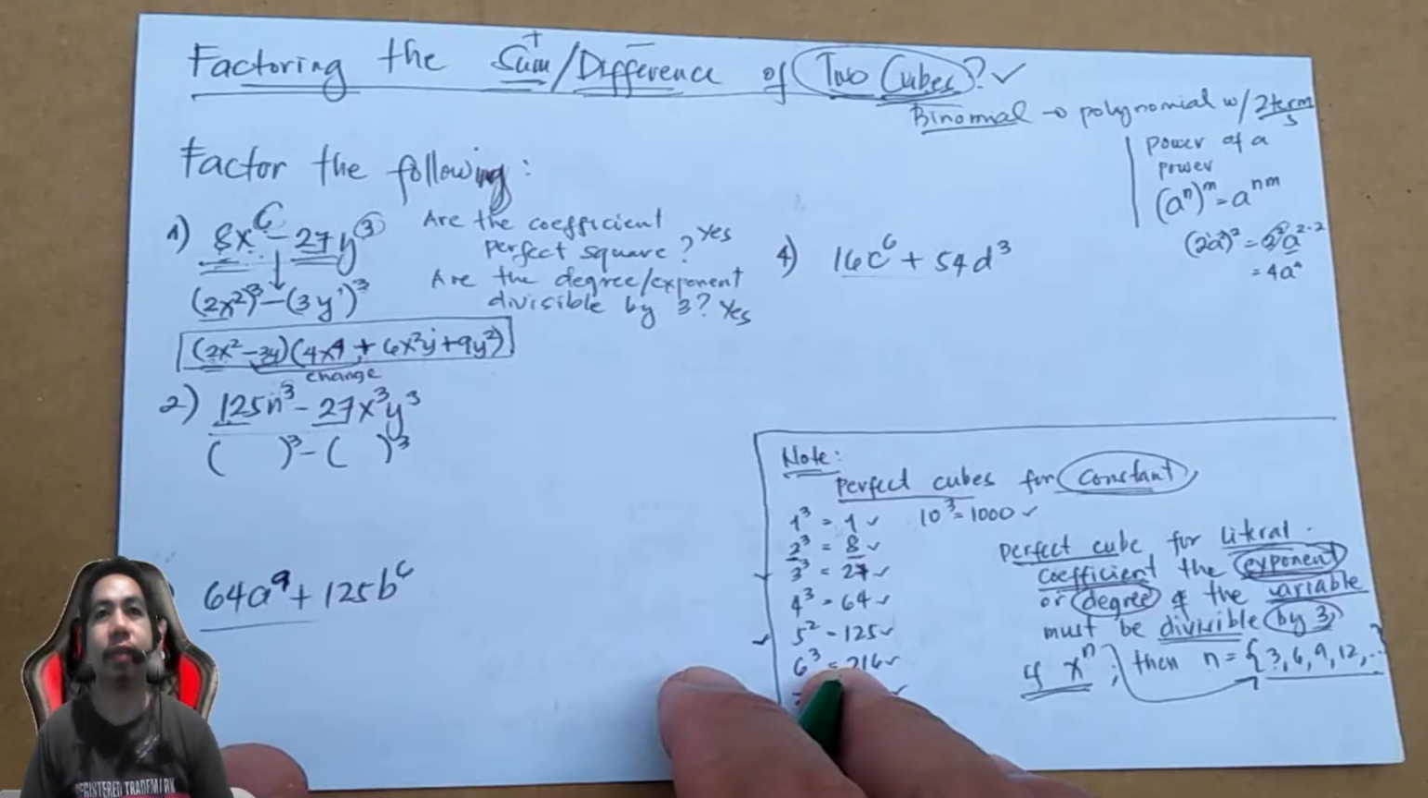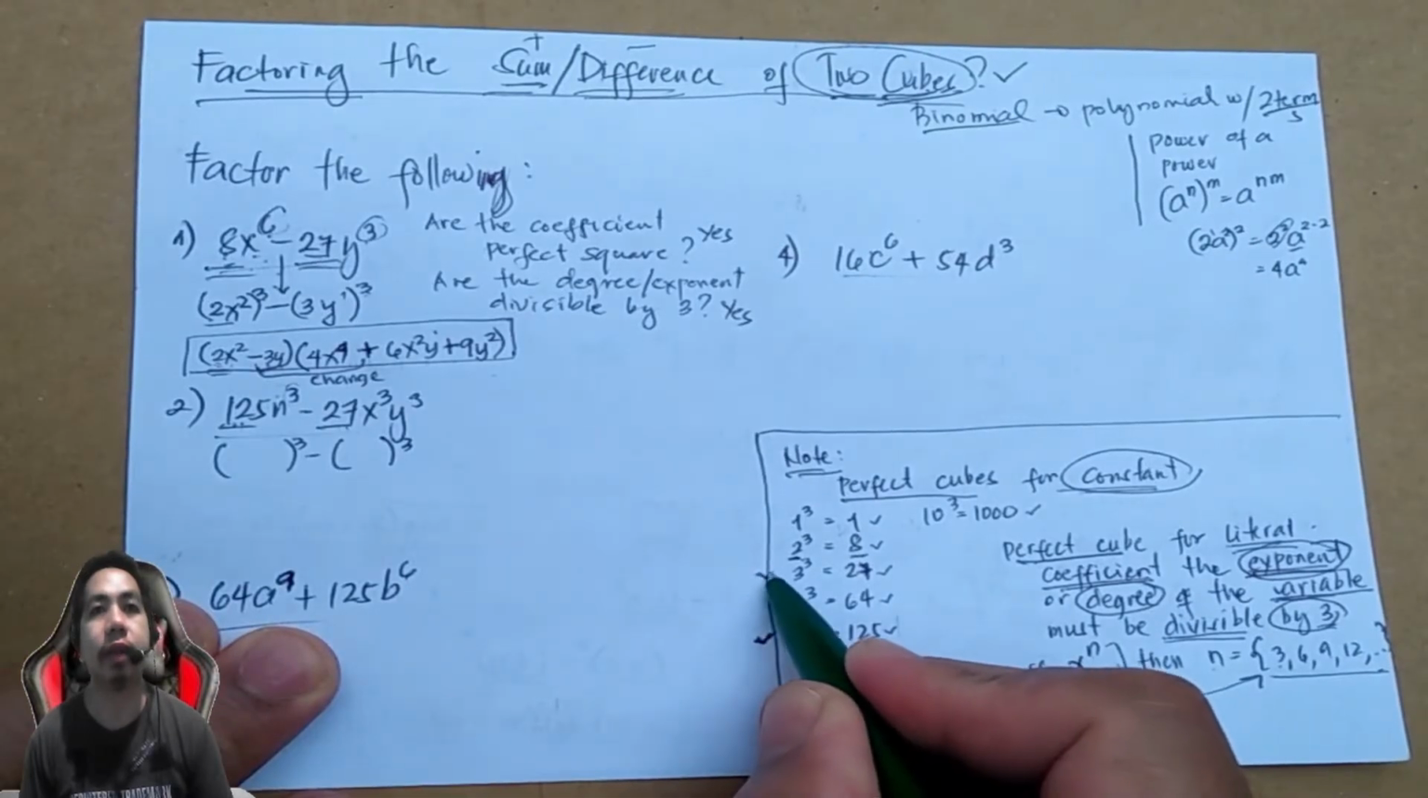Factoring the sum and difference of two cubes. Factor the following. So note that we have this perfect cube for a constant. So pag pinag-multiply nyo yung numbers ng tatlong beses, ang makukuha nyo ay yung tinatawag na perfect cube. Para naman sa literal coefficient, dapat yung degree or yung exponent ng variable dapat divisible yan or multiple ng 3. So kung meron tayong x raised to n, then yung n dapat ay 3, 6, 9, 12, and so on and so forth. Should be multiple of 3.